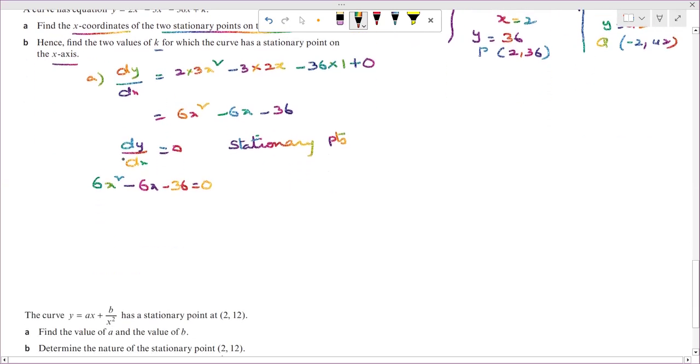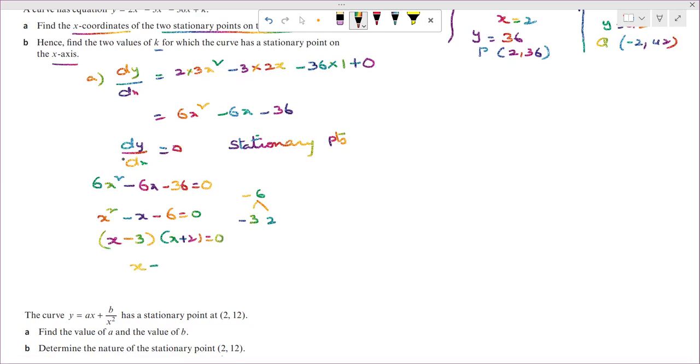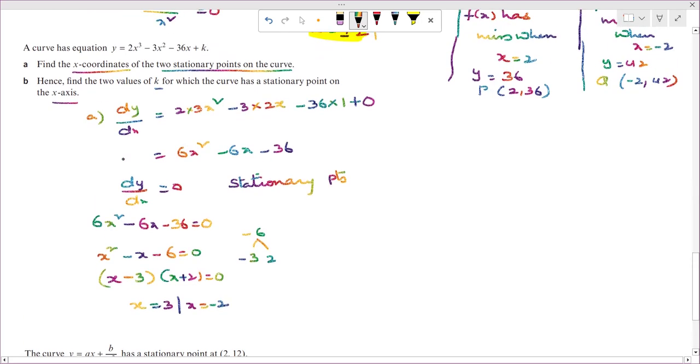Now 6 common, x square minus x minus 6. Here minus 6 is there. Product should be minus 6, sum should be minus 1. Minus 3 plus 2. So x minus 3 and x plus 2 is equal to 0. Now x is equal to 3 and x is equal to minus 2. So we got the stationary values, the x coordinates.